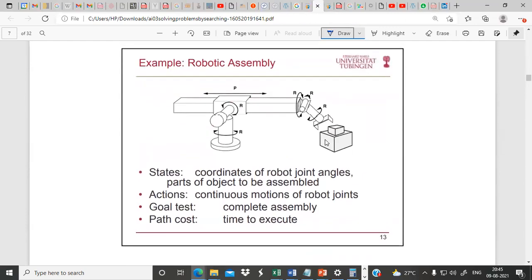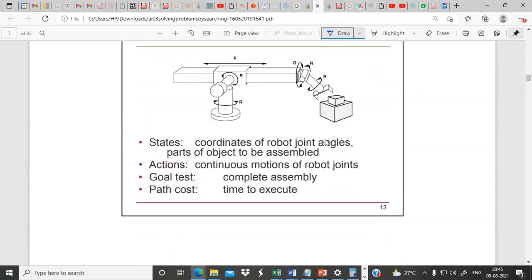So this is a robot assembling parts. Robot assembles some parts. Okay. States: coordinates of robot, joint angles, parts of the object to be assembled. Actions: continuous motion of robot joints. Goal test: whether the part is properly assembled or not. Say multiple objects are given, it should join them and produce a complete object. Path cost: how much time it takes to do that. Maybe you can consider car assembly, right? Different parts of cars were manufactured, finally they were joined together, something like that.